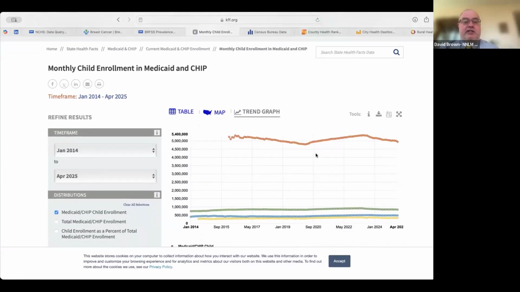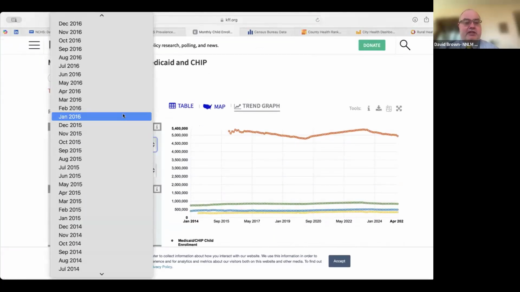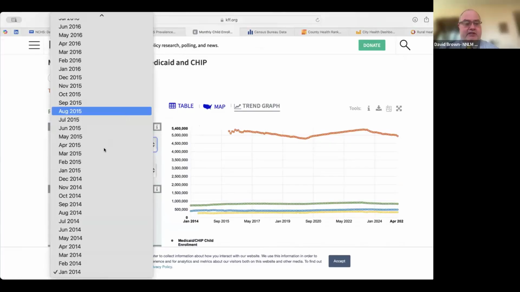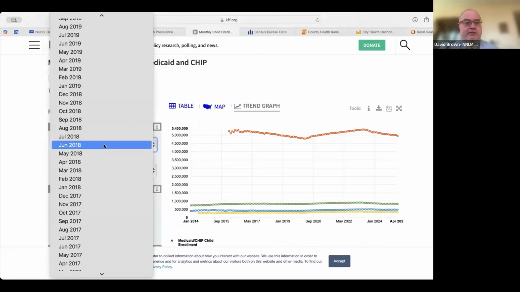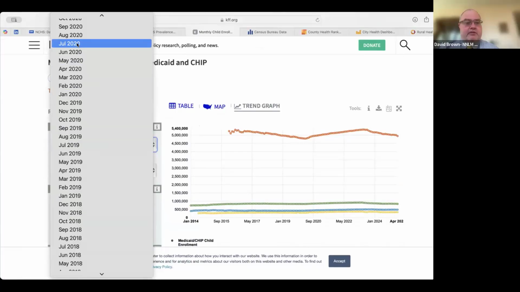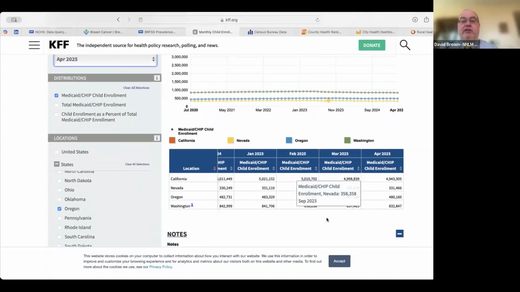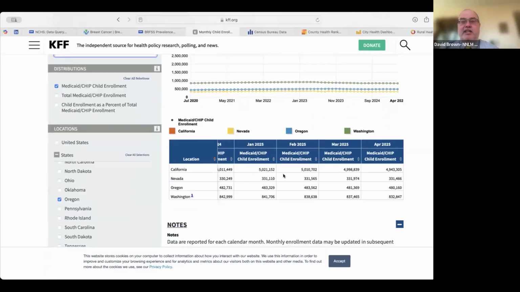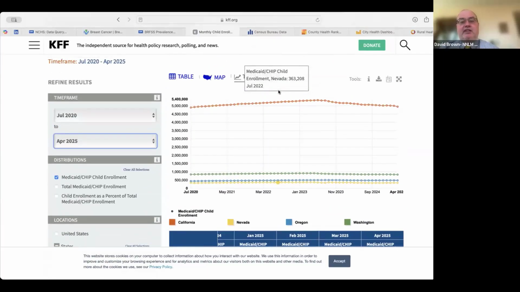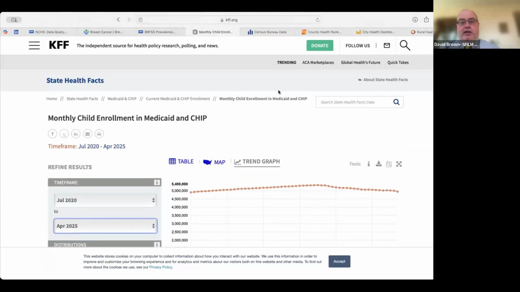A lot of it's just going to depend on your ideas. If you also want to limit it to like the last 5 years, you can do that as well. You can go from July of 2020 to April 2025, and you're getting a little bit more of a picture here. Again, depending on what you're looking for, you can get all this data and all these stats. It's definitely a way of looking at it and understanding it as you go along in general.